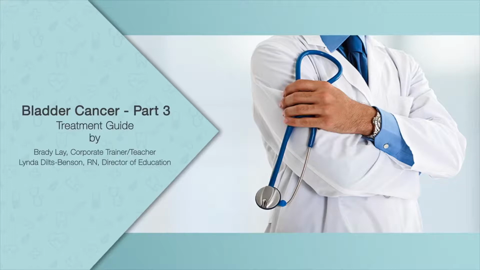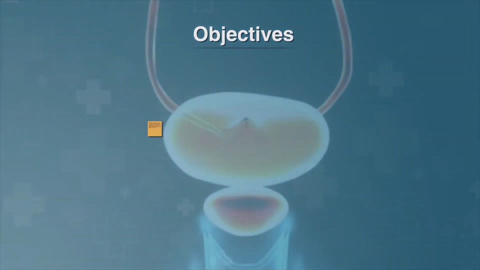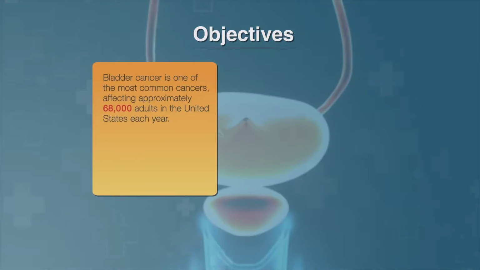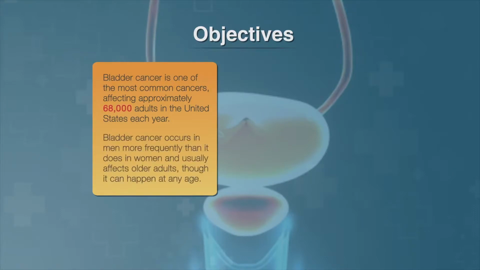This module is part 3 of a 7-part series on bladder cancer. Bladder cancer is one of the most common cancers, affecting approximately 68,000 adults in the United States each year. Bladder cancer occurs in men more frequently than it does in women, and usually affects older adults, though it can happen at any age. Although it's most common in the bladder, this same type of cancer can occur in other parts of the urinary tract drainage system.